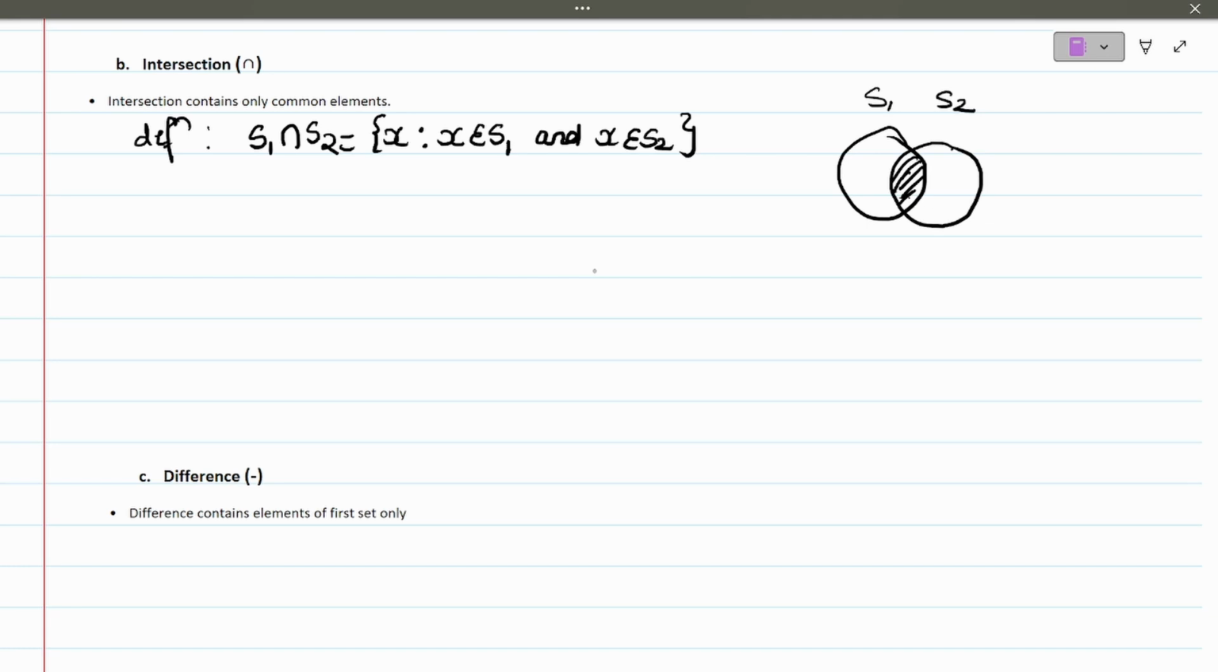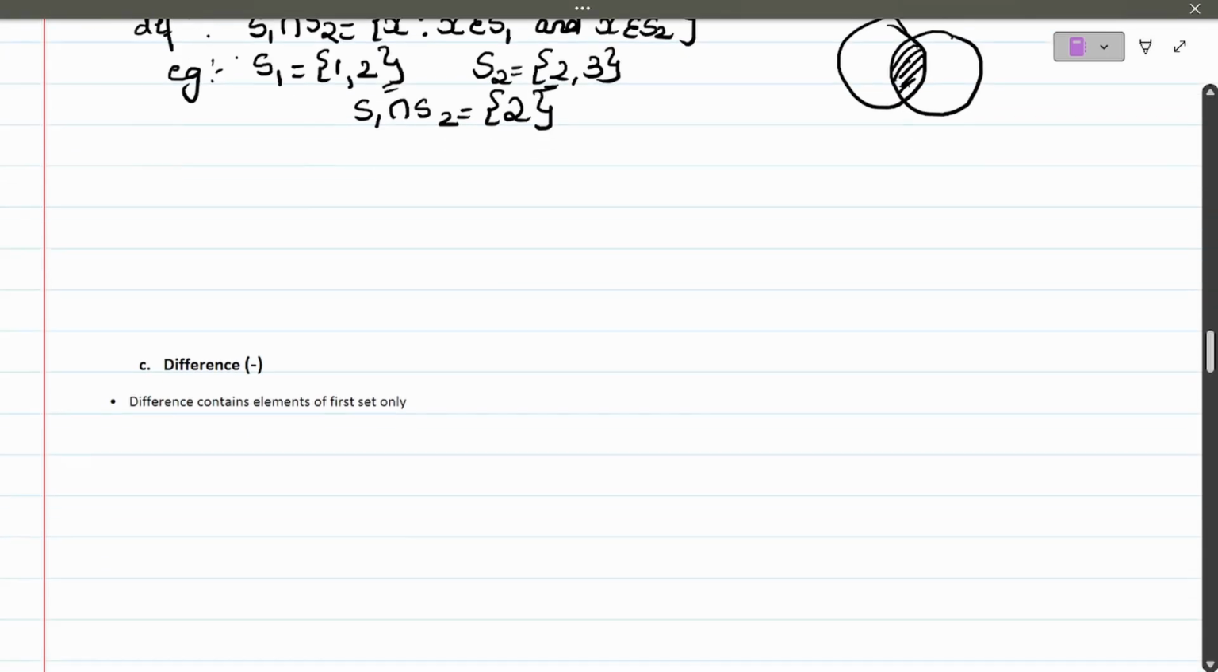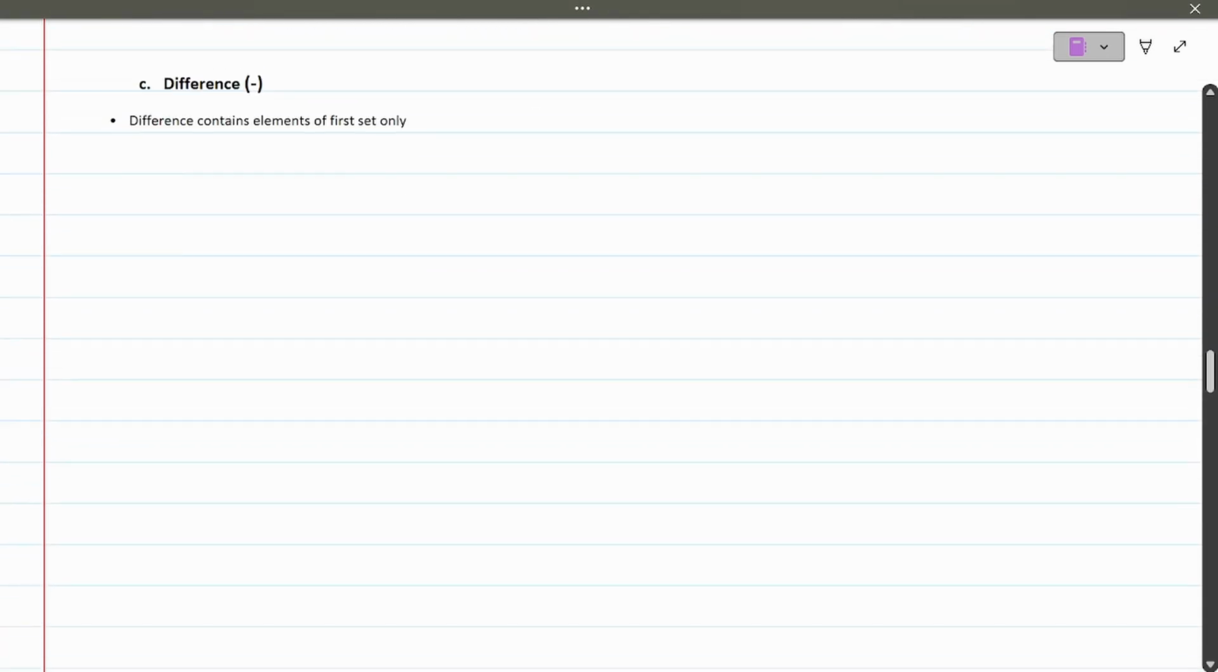Let me take an example. I'll take the same sets as in the previous example. If I write S1 intersection S2, what is common in both sets? It is 2. So S1 intersection S2 is nothing but 2. Now coming to the next topic, which is difference.